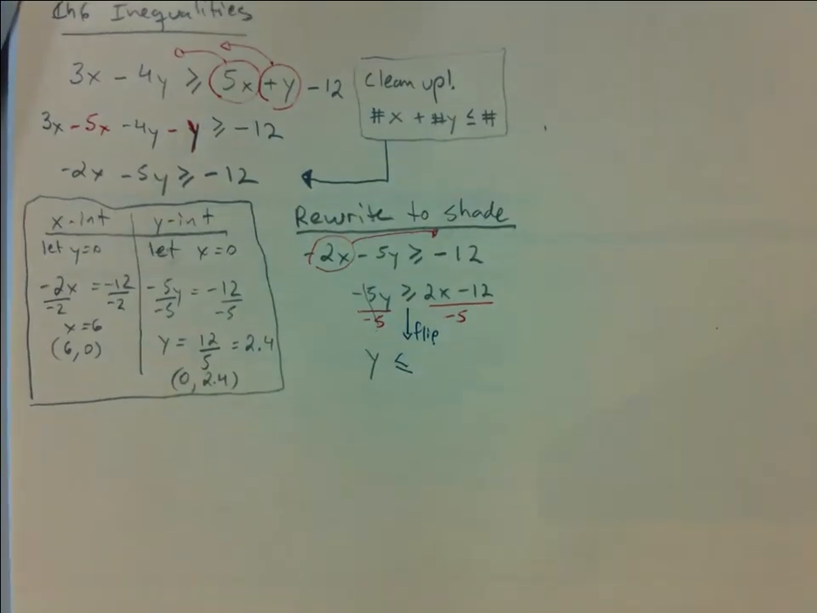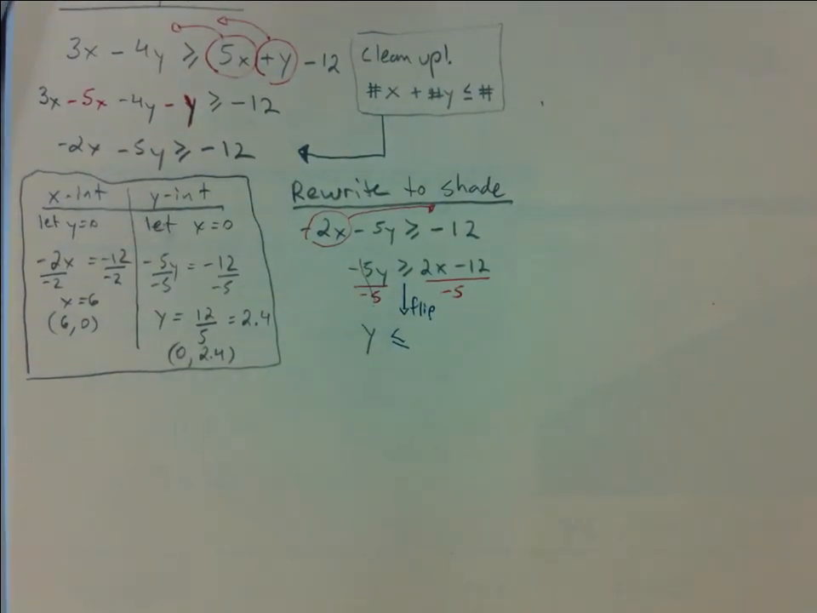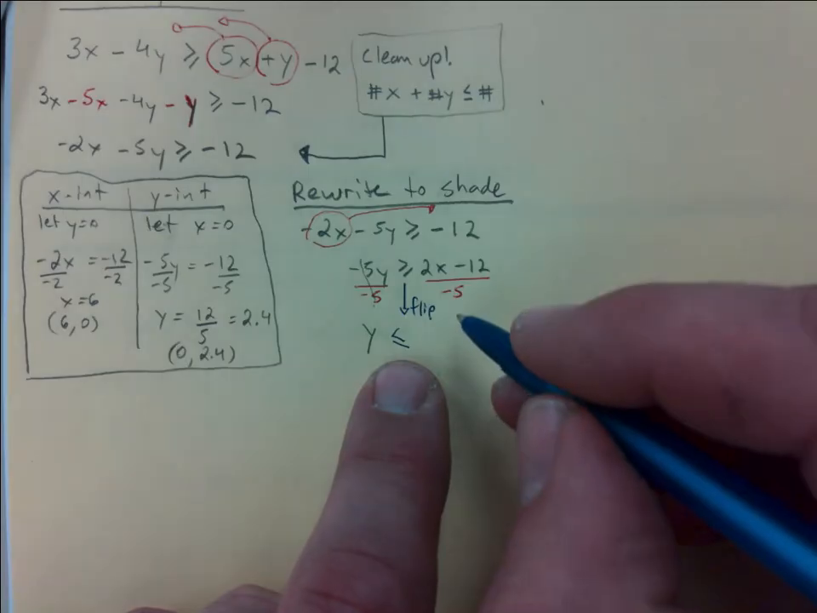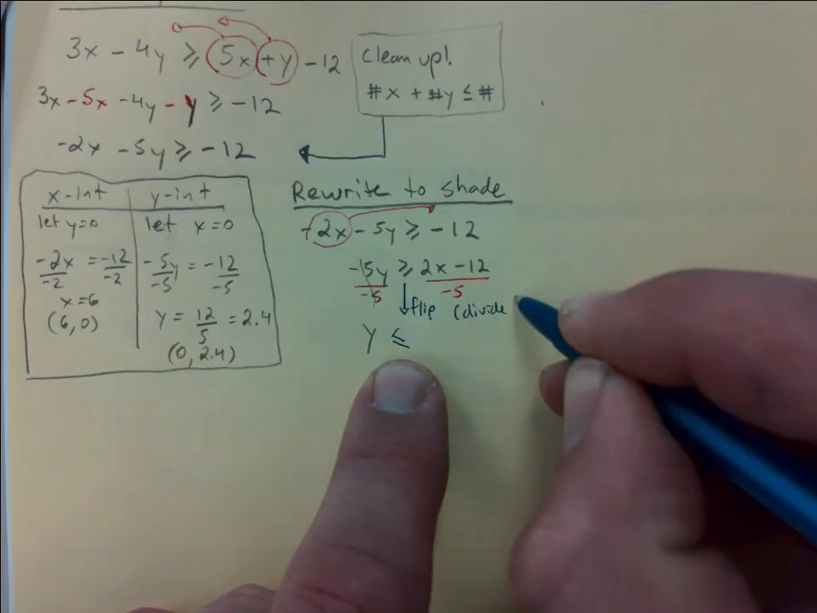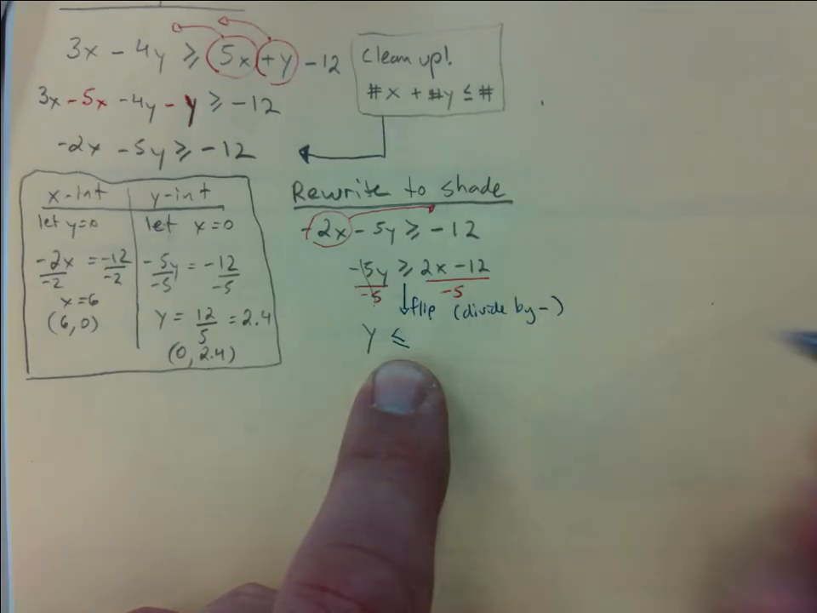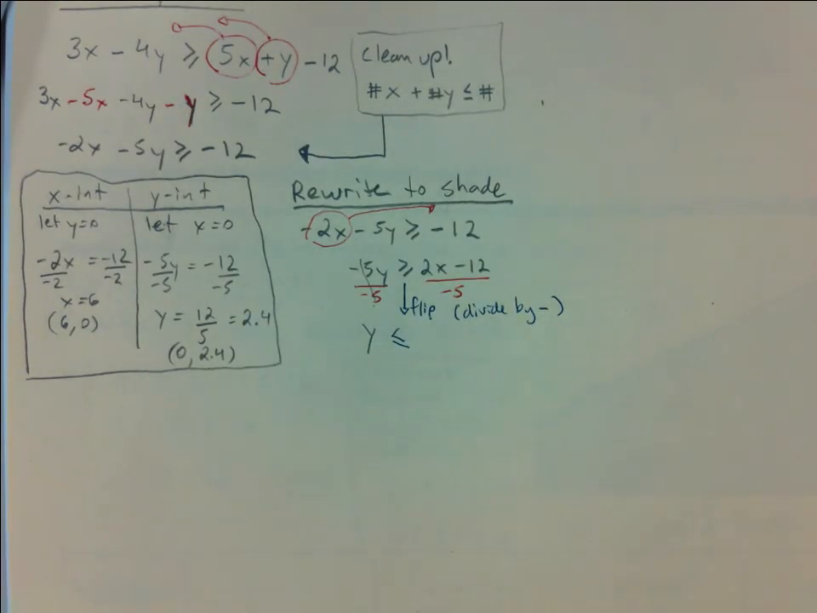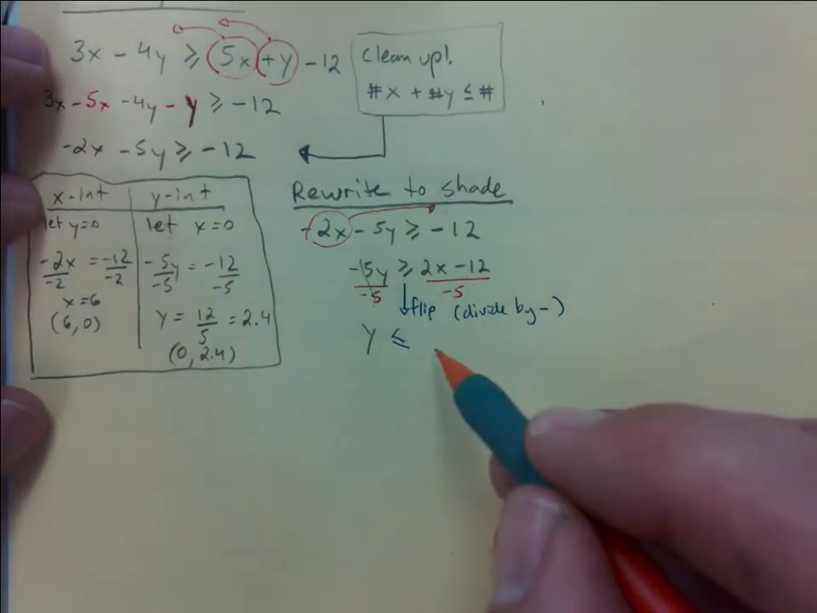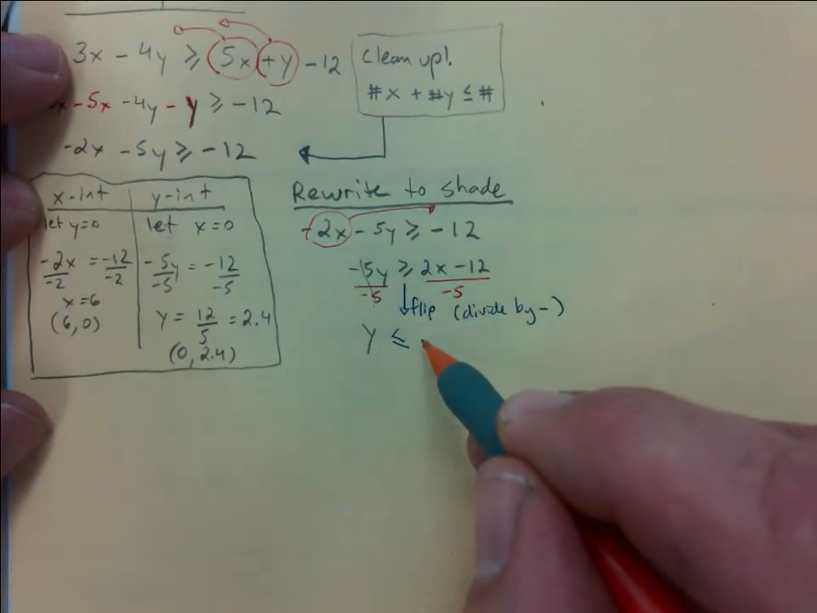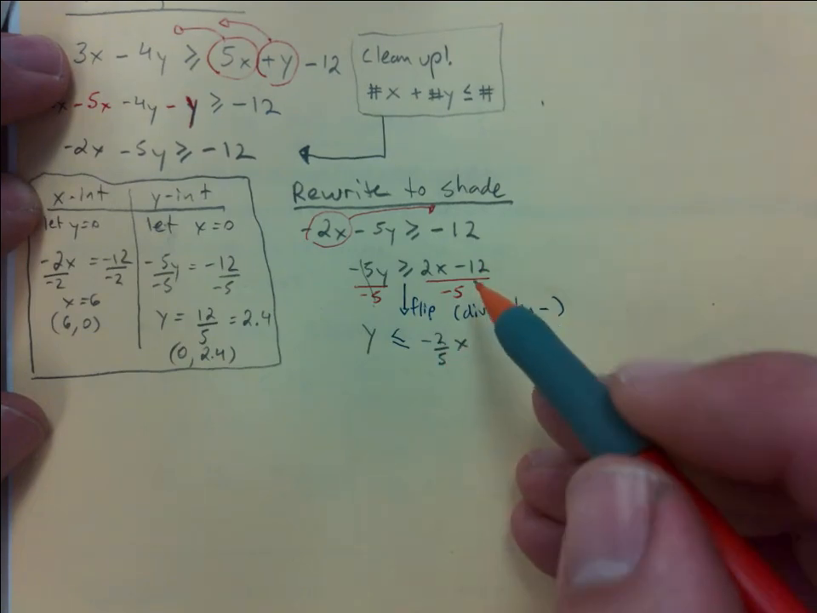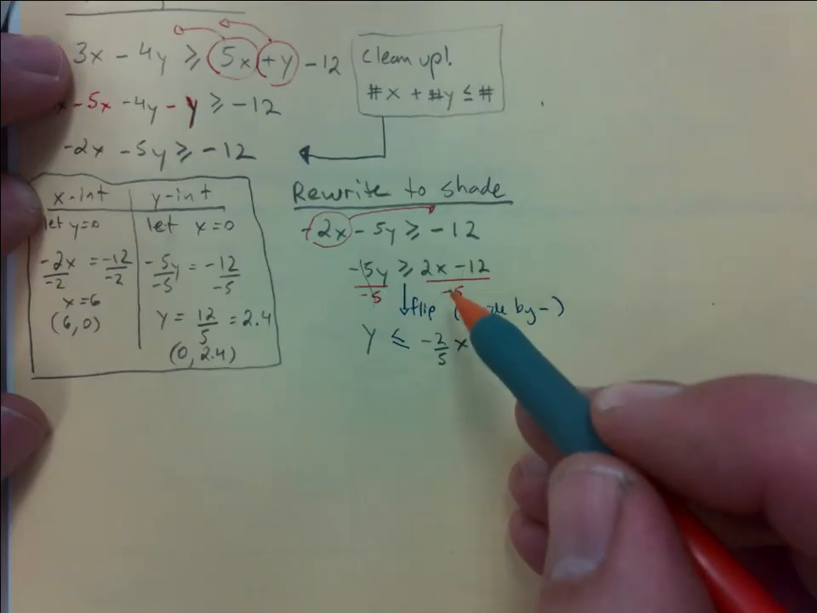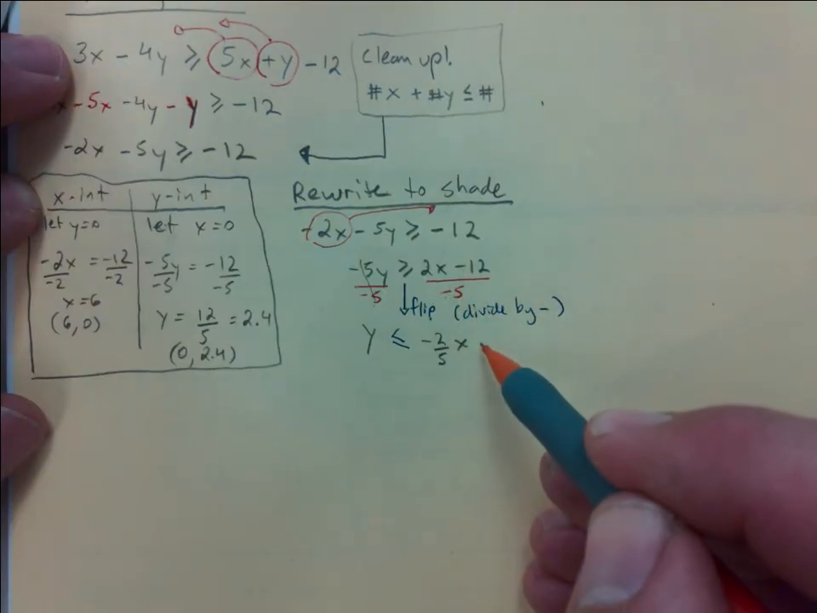But some of you have been wondering, like, when do I flip? It's because we're dividing by negative, okay? Divide by a negative. That's why we're flipping, okay? And then it's 2 divided by negative 5, which is negative 2 over 5x. Watch this one. Negative 12 divided by negative 5 is just positive.